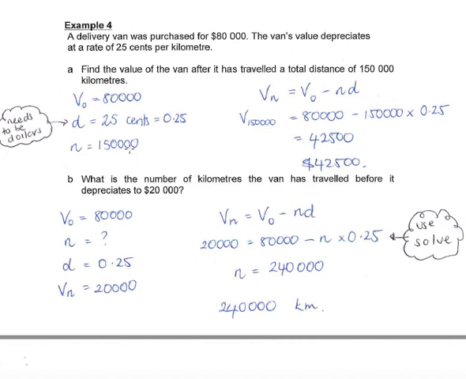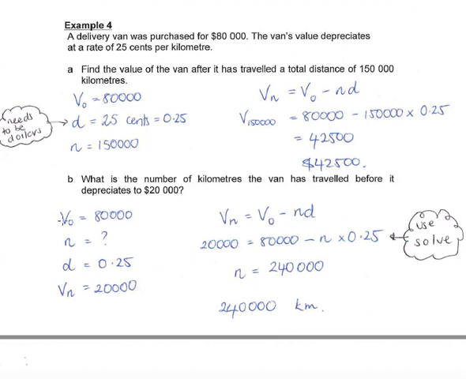150,000 kilometres is our number of uses value. So we can just plug them all into our general formula and solve. So after 150,000 k's, the value has decreased to $42,500. Now, what is the number of k's the van has travelled before it gets to $20,000?